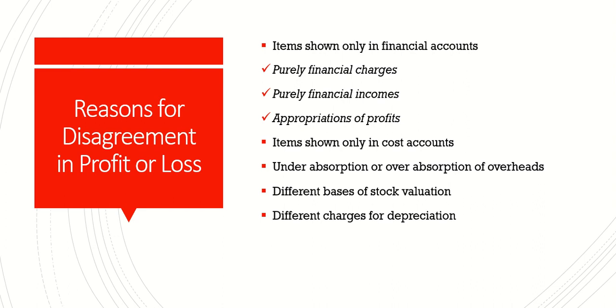The last one is different charges for depreciation. Depreciation is not charged in the same way in your cost accounts and financial accounts. In your cost accounts, depreciation is charged based on machine hour rate or production unit method, etc., whereas in your financial accounts, we use the straight line method or diminishing balance method. So it shows a difference in your depreciation amount which needs to be reconciled.